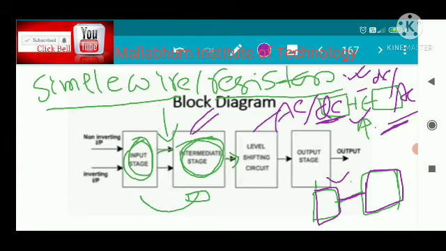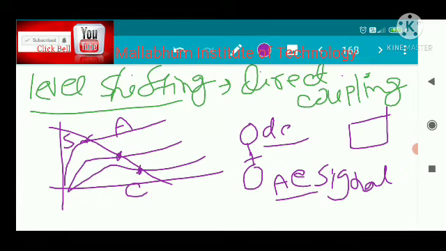Now in the second stage of the amplifier, what happens? In the second stage of the amplifier, there is a proper biasing arrangement. Now if you want to pass the DC from the first stage to the second stage, the DC biasing of the second stage will also be disturbed. So that will shift the Q point either towards the saturation or towards the cutoff. Because we are passing the DC from the first stage to the second stage, the DC biasing of the second stage will also be disturbed, and this hampers the biasing of the second stage of the amplifier.